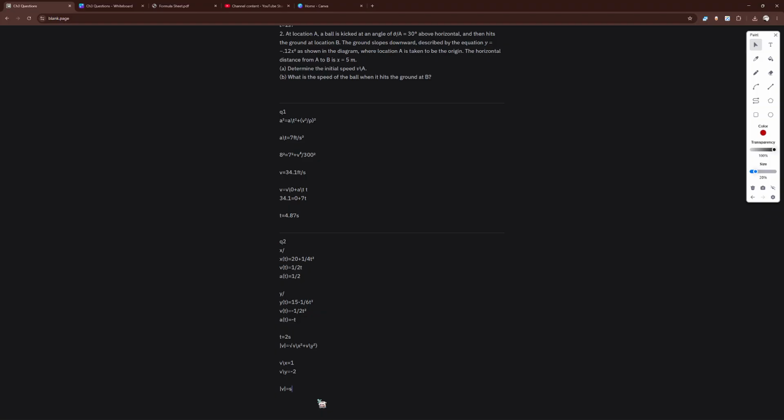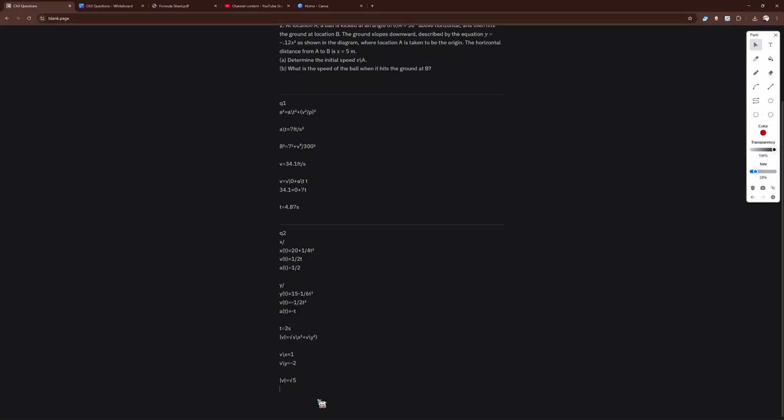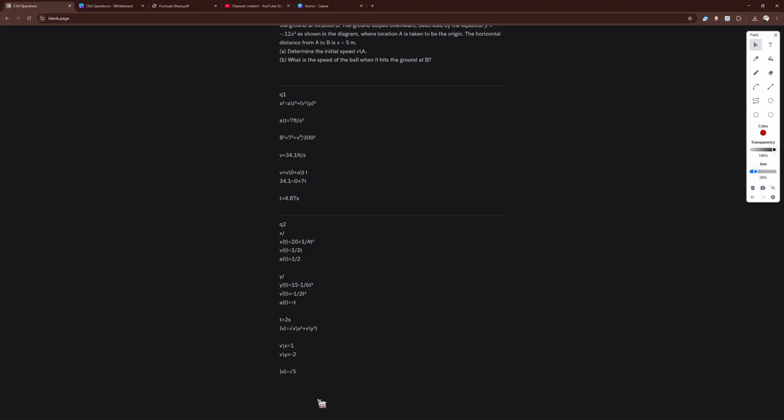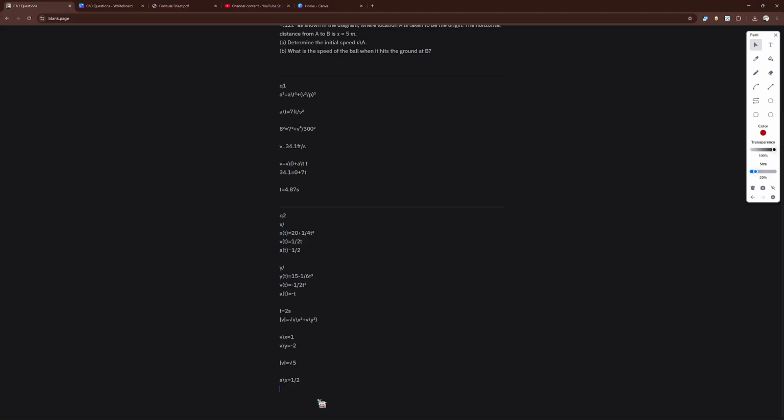Magnitude of v is equal to the square root of 1 plus 4, so root 5. There you go. You can actually calculate this if you want. I'm going to keep it as root 5 because that's a bunch of decimals to write out. No need for that. Anyways, now we move on to acceleration. So we have ax is equal to a half. That's constant. And then ay is equal to negative 2, right?